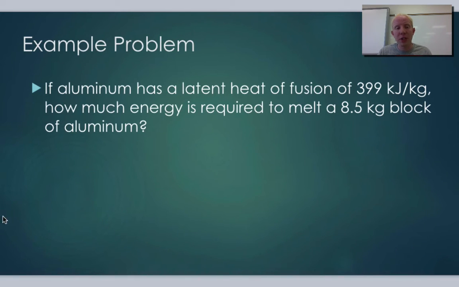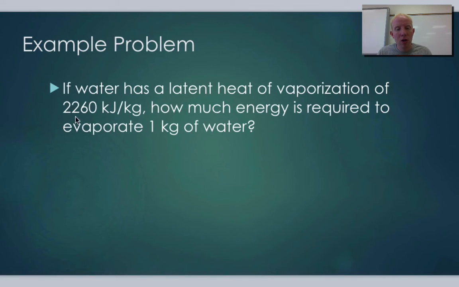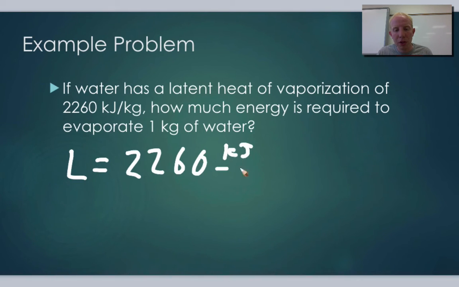All right, let's do one more to make sure we got this down. So if water has a latent heat of vaporization, that's the fancy word again for liquid to gas or gas to liquid, of 2,260 kilojoules per kilogram, how much energy is required to evaporate 1 kilogram of water? So what we do is we say, we know that capital L, or our latent heat constant, is 2,260 kilojoules per kilogram. And we know that the mass is 1 kilogram.